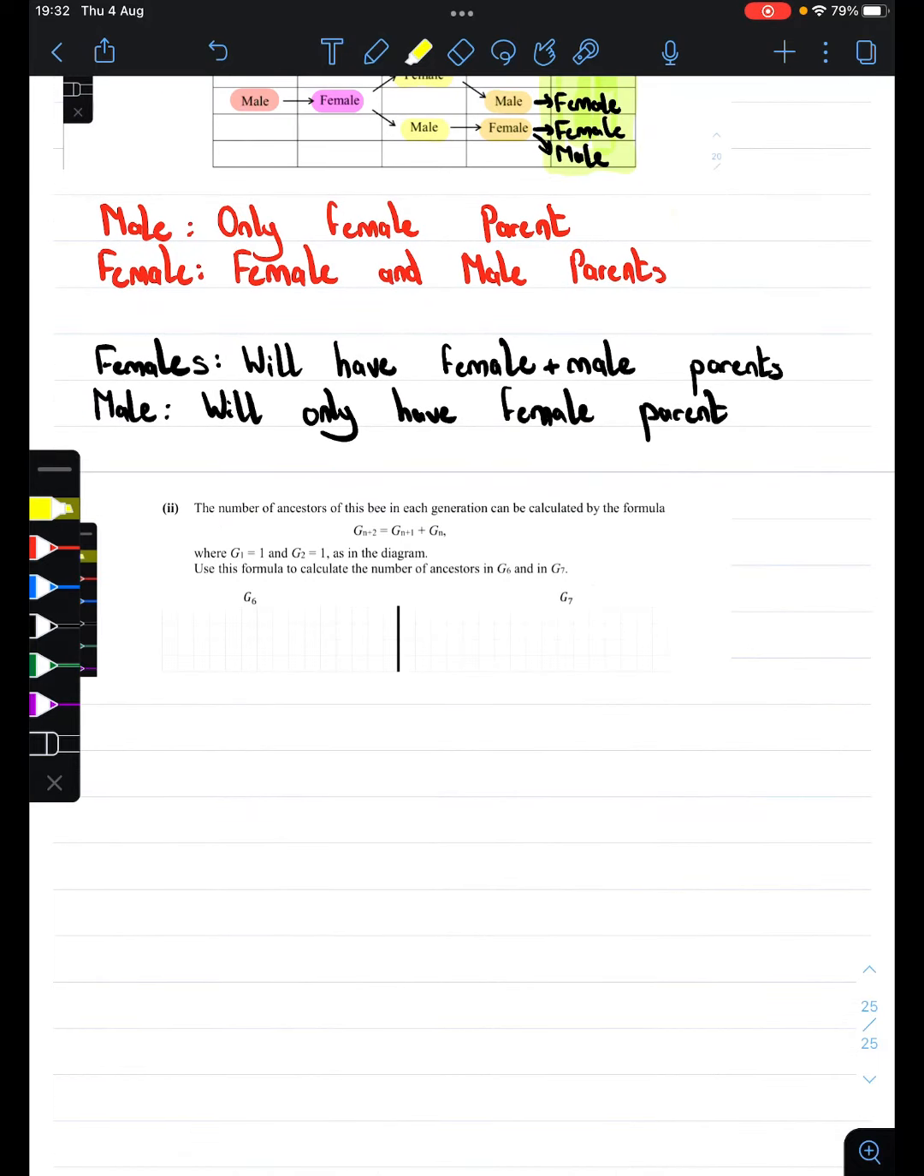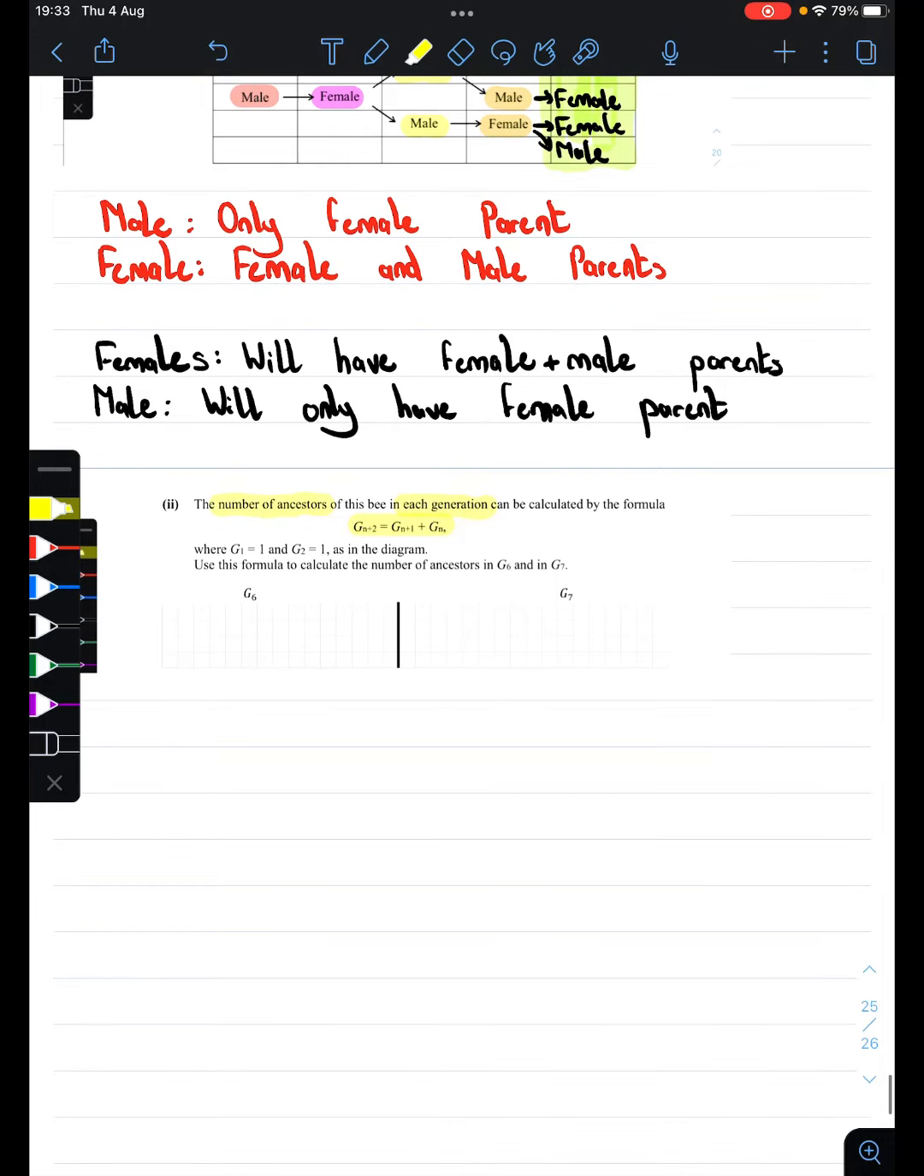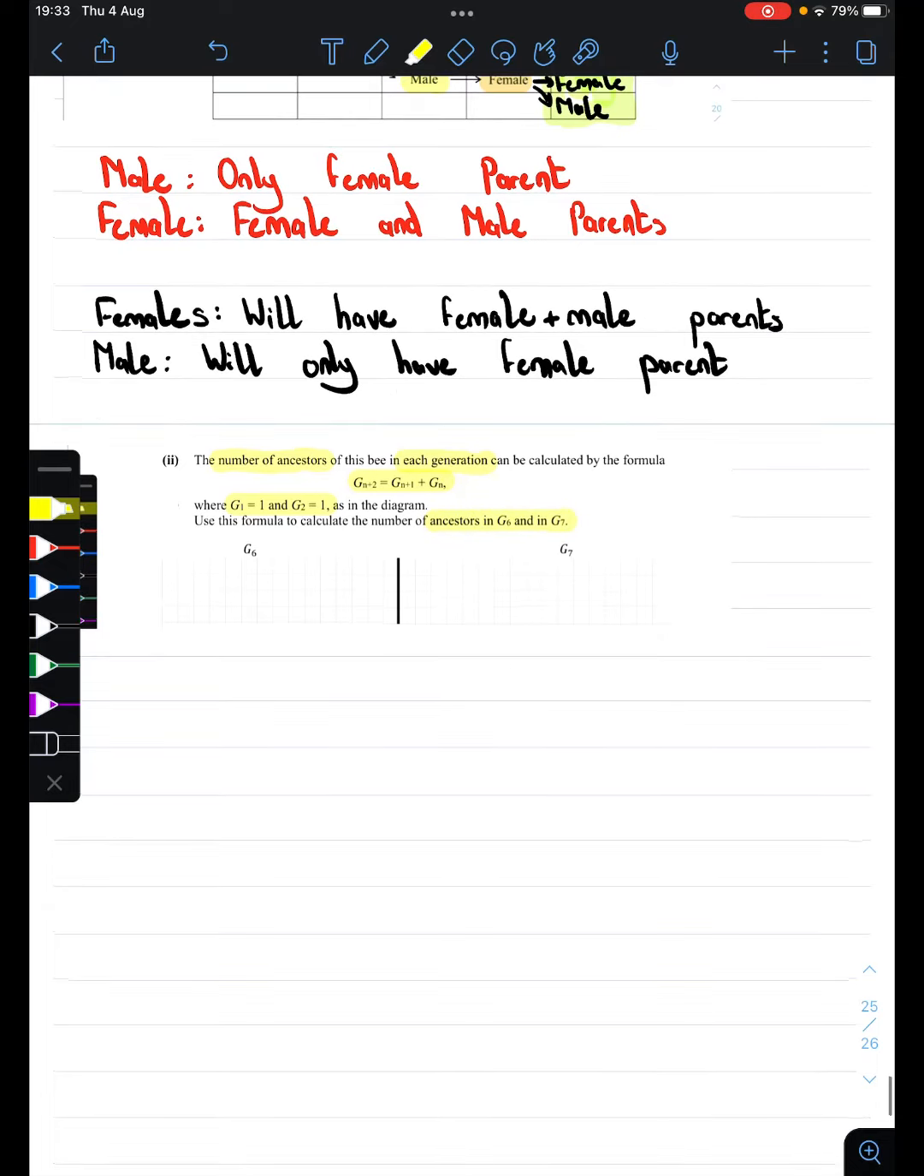Now on to part 2. The number of ancestors of this bee in each generation can be calculated by the formula G(n+2) = G(n+1) + G(n), where G1 equals 1 and G2 equals 1, which we can see in the diagram. So use this formula to calculate the number of ancestors in G6 and G7.